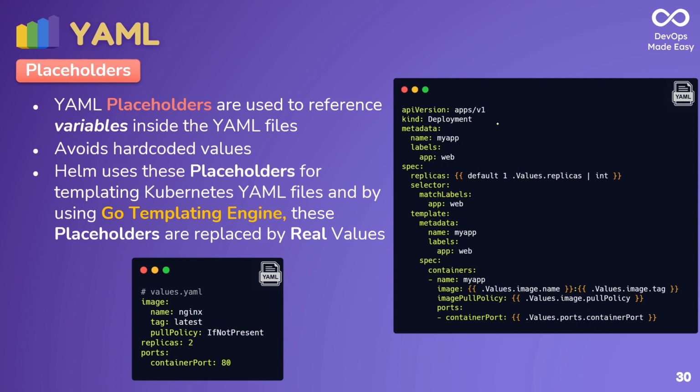Let's say I wanted to deploy the same application in the production environment, but this time I want 12 replicas or 3 replicas, let's say.